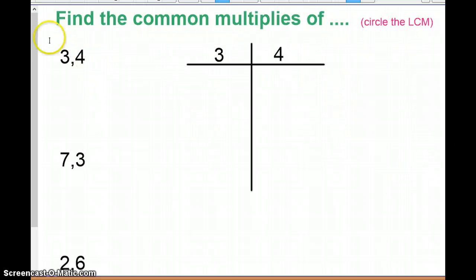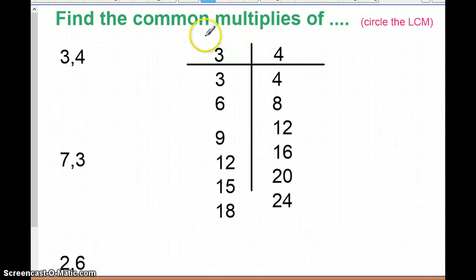So let's try this example problem together. We are going to find the common multiples of 3 and 4, and then we're going to circle the LCM. So just like we did with our factors before, we're going to make a T-chart, and we're going to put the multiples of our 3 on one side, the multiples of our 4 on the other. So pause the video and go ahead and do that now.